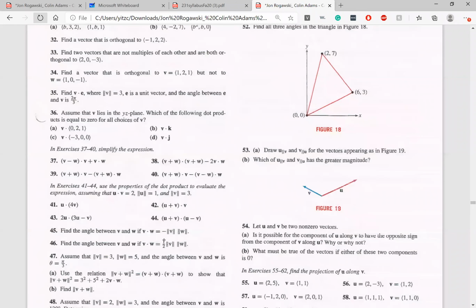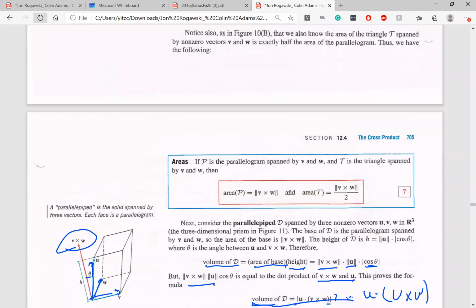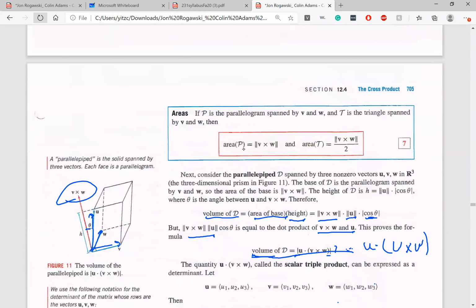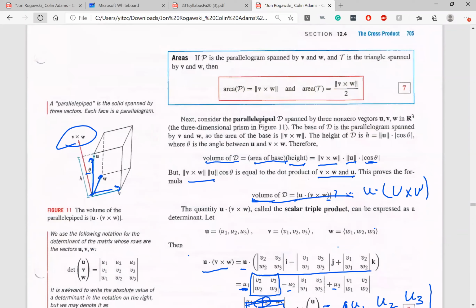And then definitely know how to find areas using the cross product. So yeah, the cross product gets you the height, so it can be used to find areas for parallelograms. We spoke about why this formula is true. Definitely know how to use it to find the area of the parallelogram created by V and W. That might appear, or the triangle. So definitely know how to do these problems.